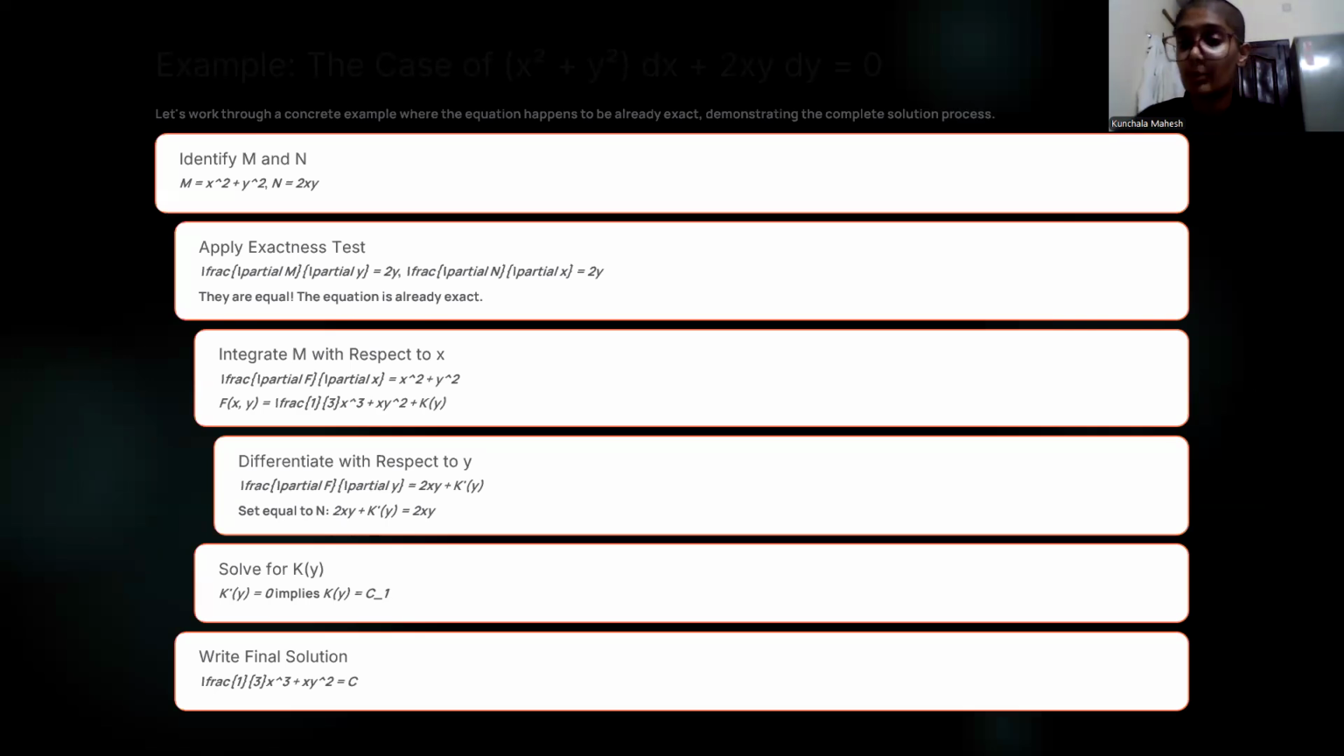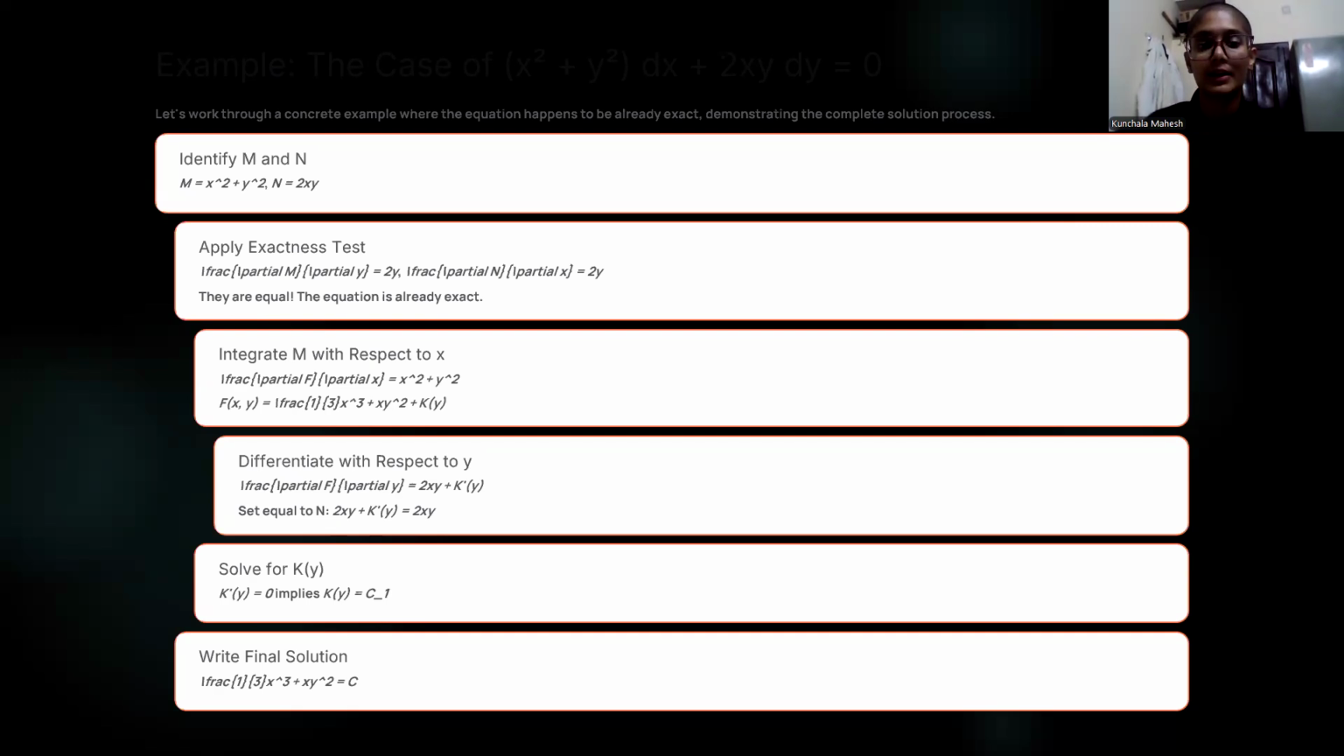So, demonstrating the complex solution process. The first step is to identify both M and N for the given equation. Here M is equal to x squared plus y squared and N is equal to 2xy. You have to apply the exactness test, which is ∂M/∂y equals ∂N/∂x. Here they are equal, so the equation is already exact.